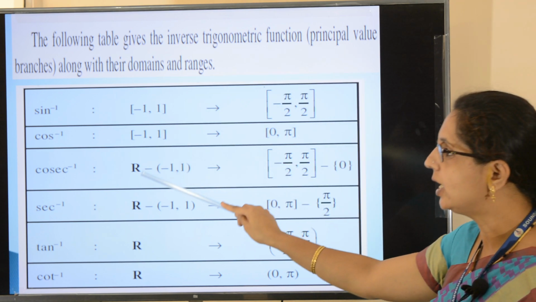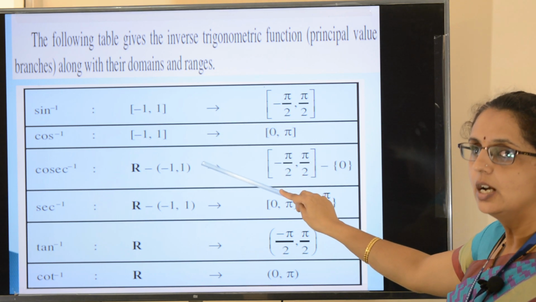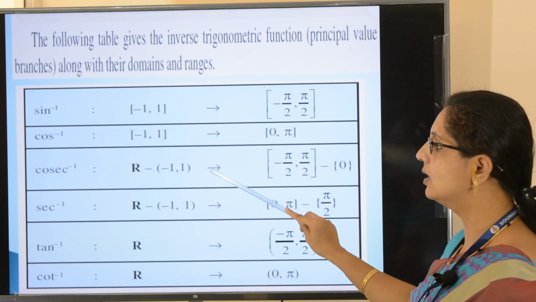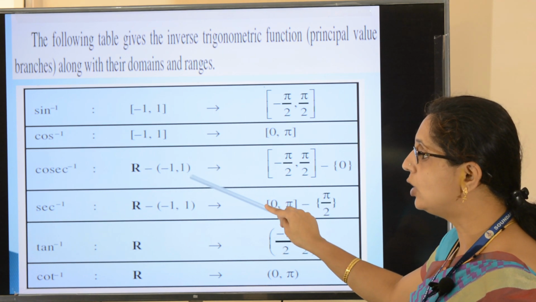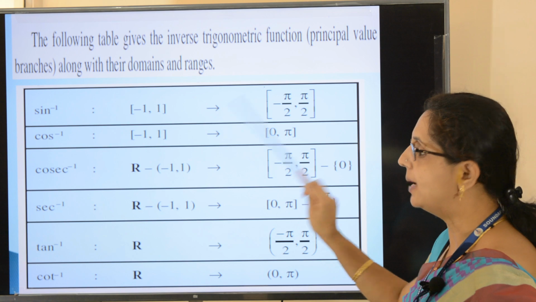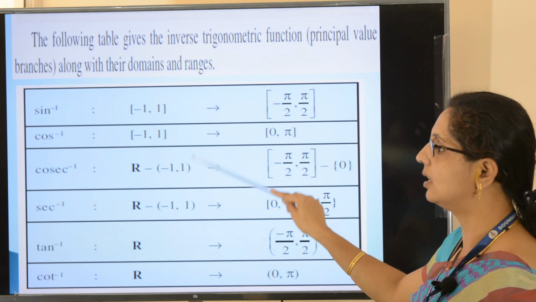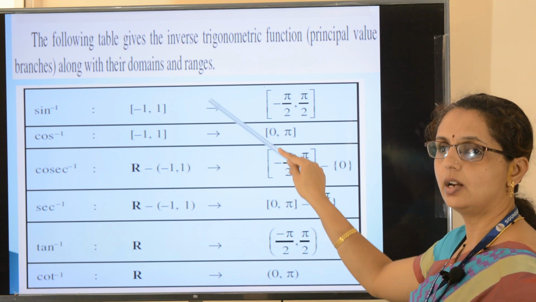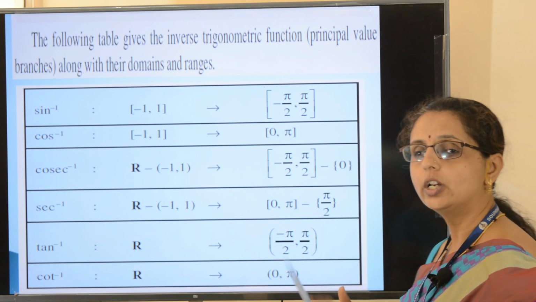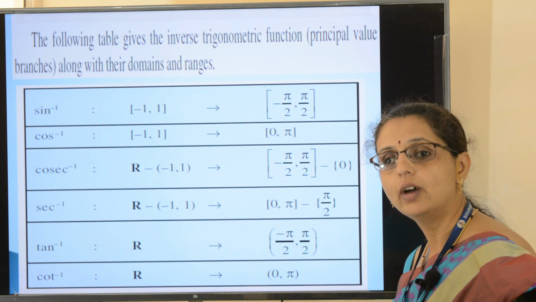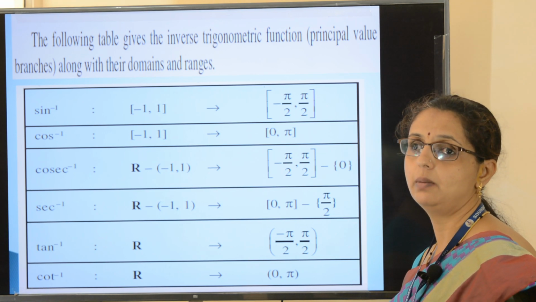Cosec inverse, it is R minus the open interval -1 to 1. Cosec inverse is nothing but the reciprocal of sine inverse, but we are going to exclude -1 to +1. Why should we exclude? Because sine inverse is the reciprocal of cosec inverse, the function gets overlapped. Once the function gets overlapped, what does it imply? It does not become one function. So it is R minus the open interval -1 to 1.